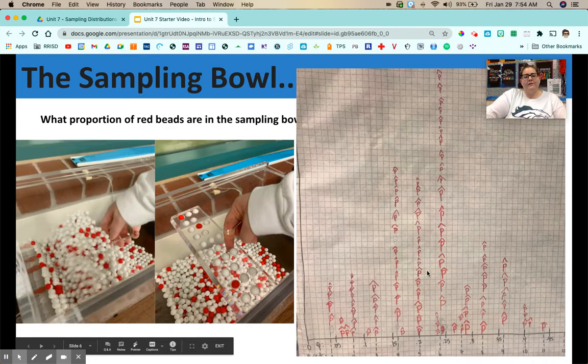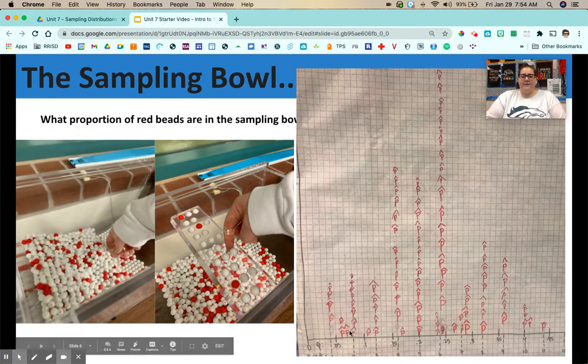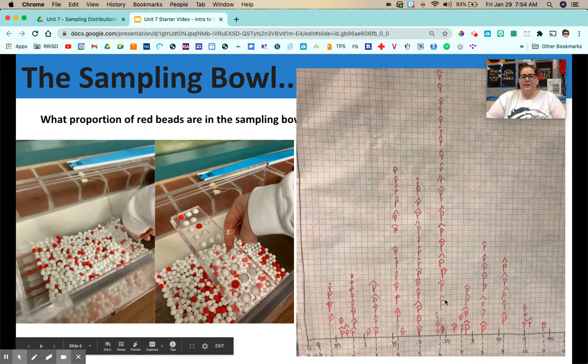It's a collection of a large number of sample proportions. That was with a sample size of 25. So each of these samples was taken with a sample size of 25.